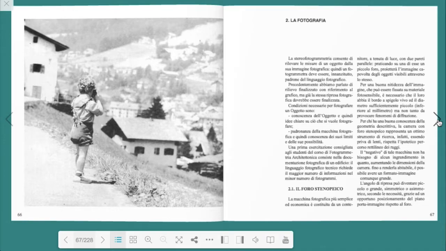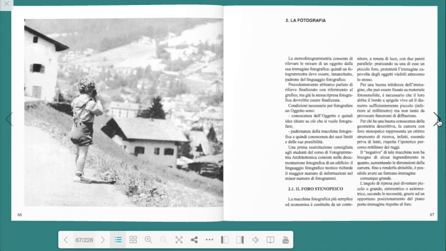Conditions necessary to photograph an object are knowledge of the object, and therefore clear ideas on what you want to photograph, and mastery of the camera, and therefore knowledge of its limits and its possibilities. A first exercise recommended to the students of the architectural photogrammetry course consists in the photographic documentation of a building. The technical photographic language requires the greatest amount of information in the least number of frames.